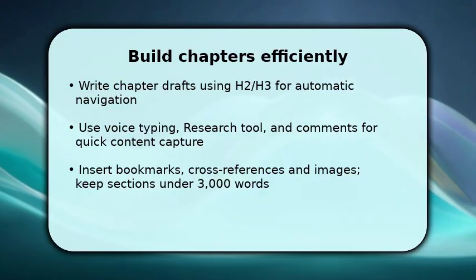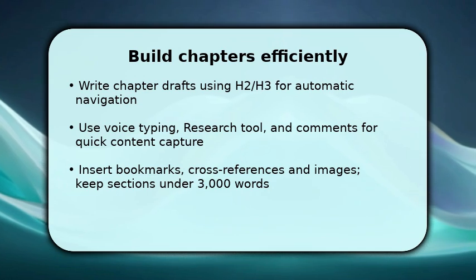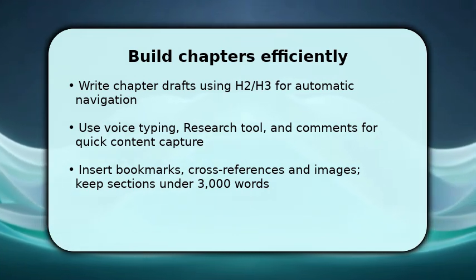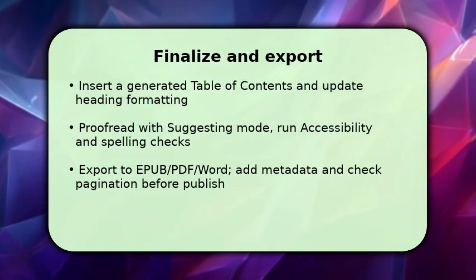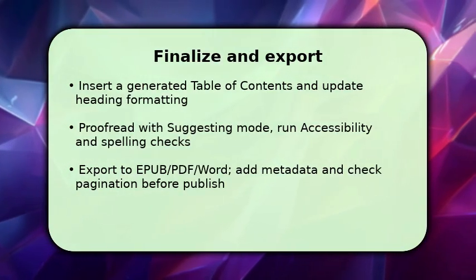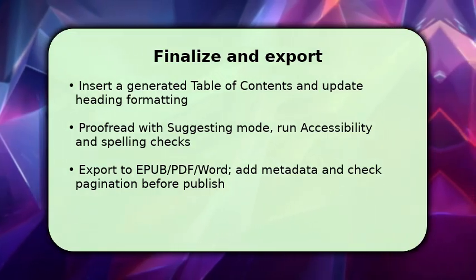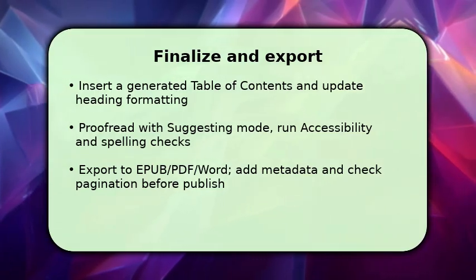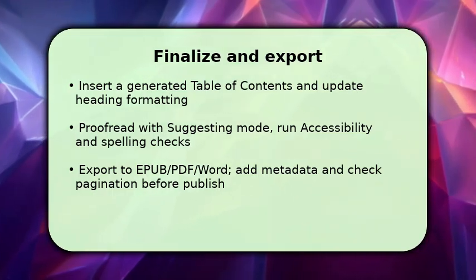You finish by polishing format and preparing files for publishing. Insert and update the table of contents, apply consistent heading and paragraph styles, then switch to suggesting mode for final edits. Once done, run spelling and accessibility checks and review version history to confirm final changes. Export to EPUB for ebooks or print-ready PDF and add metadata like title, author, and ISBN in your publishing platform.